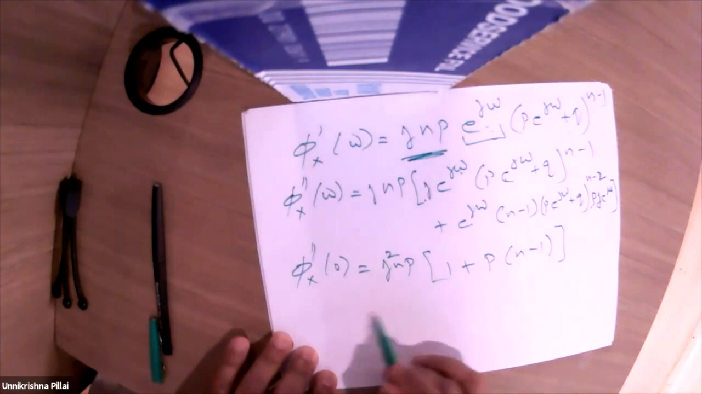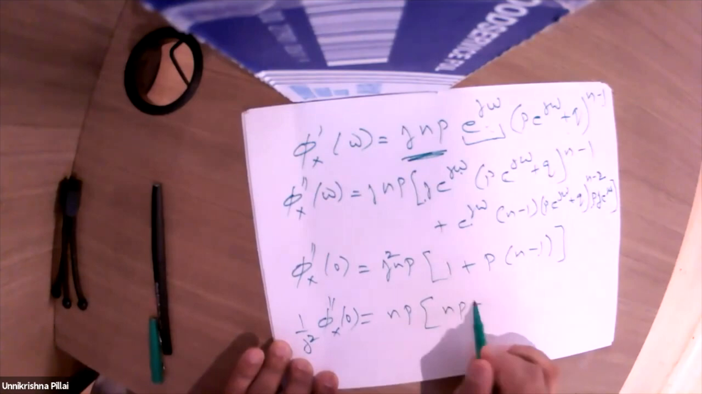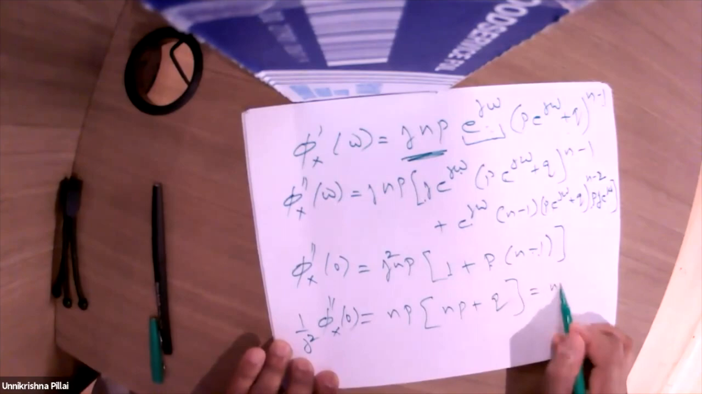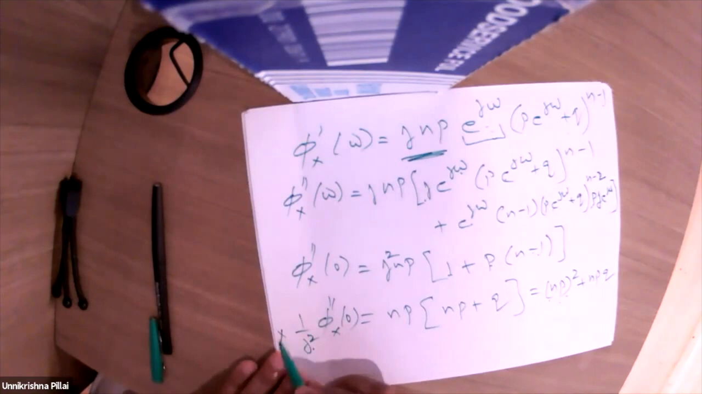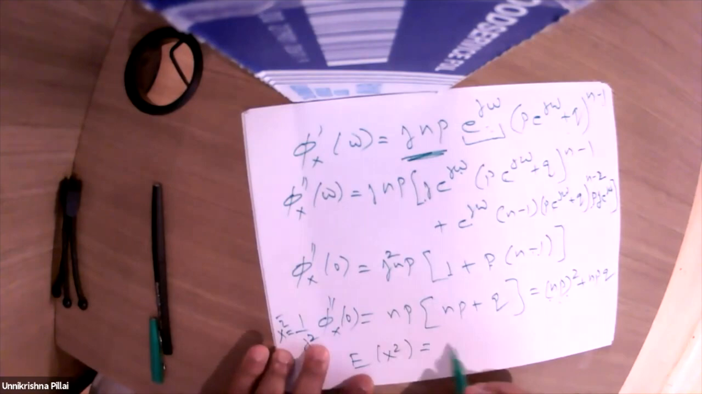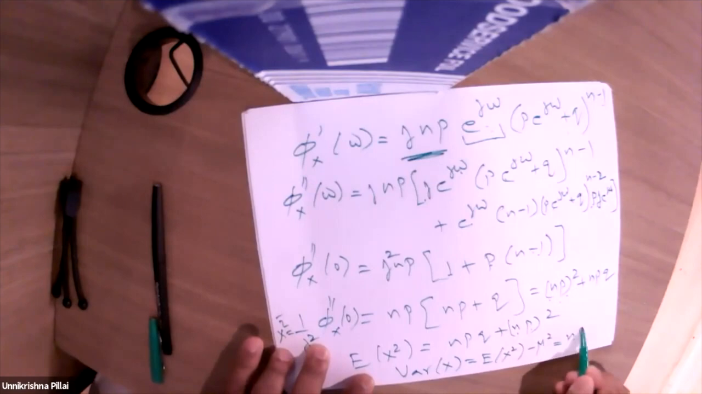So if you expand this, I'm going to pull j squared here. The second derivative evaluated at zero is NP multiplied by, if you expand this, NP plus one minus P, that's Q. So I get NP squared plus NPQ. This second derivative divided by j squared is the expected value of x squared. So expected value of x squared is npq plus np the whole squared. But np the whole squared is the mean squared. So the variance of x is expected value of x squared minus mean squared, and that will turn out to be npq.